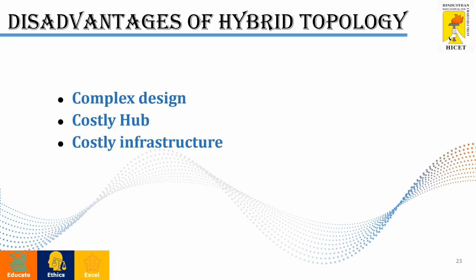The infrastructure cost of the hybrid topology is very high, because it requires a lot of cabling and networking devices also. So these are all the disadvantages of hybrid topology. So that's all about the network topologies.